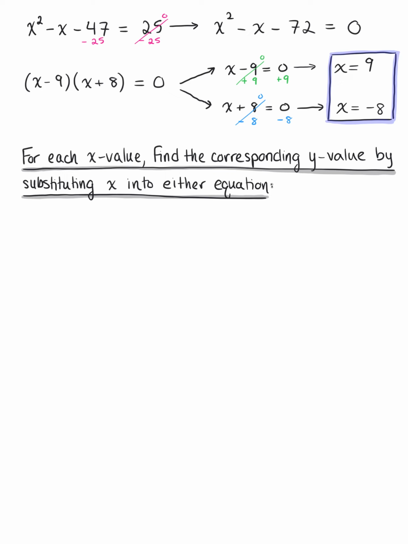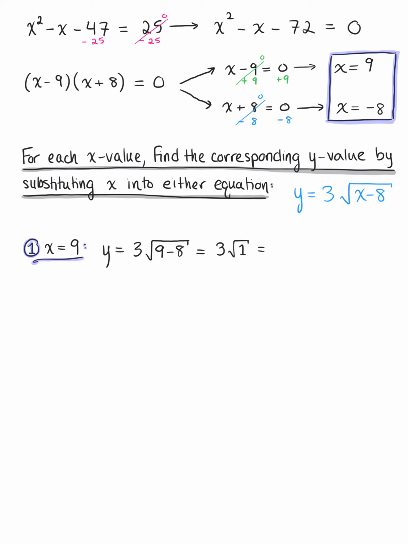So I'm going to go ahead and use the square root equation, y is equal to 3 times the square root of x minus 8, but feel free to use the equation of the circle as well. Now, in case 1, when x is equal to 9, when we substitute this into the square root, we are left with y is equal to 3. So our first intersection point is the ordered pair (9, 3).